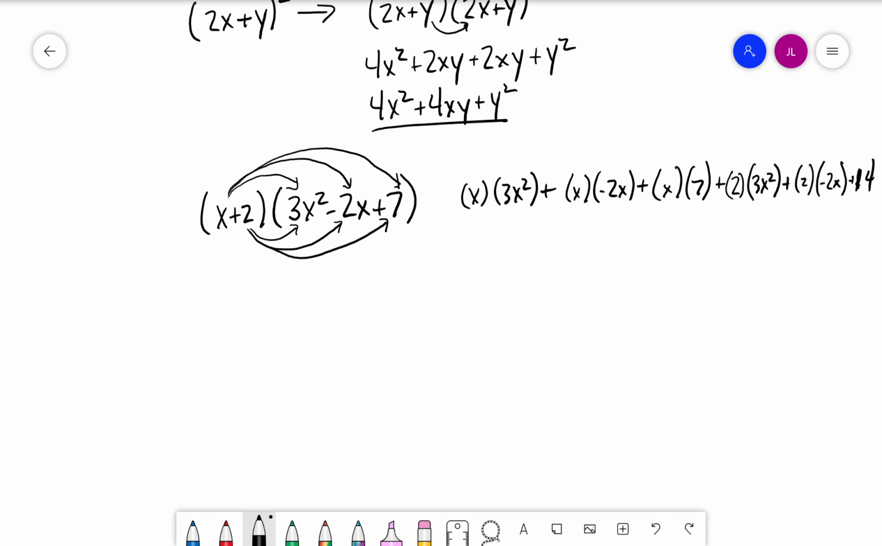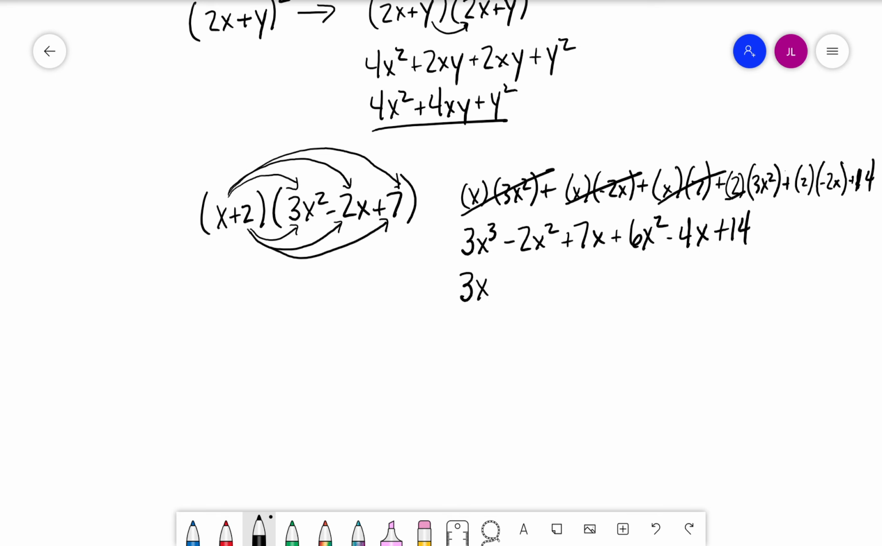So x times 3x squared is 3x cubed. We got that done. X times negative 2x is negative 2x squared. That's done. X times 7 is 7x. That's done. 2 times 3x squared is 6x squared. Done. 2 times negative 2x is negative 4x plus 14. Okay, now we're combining like terms.